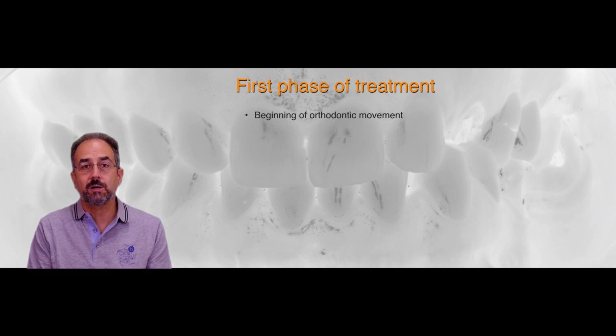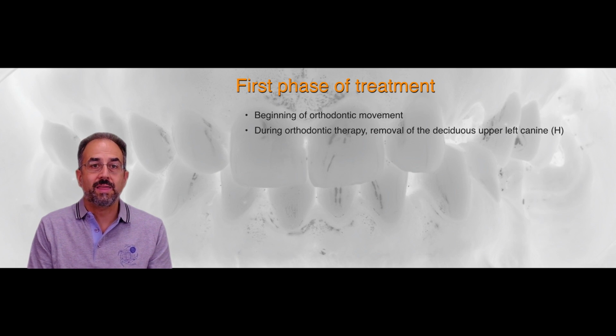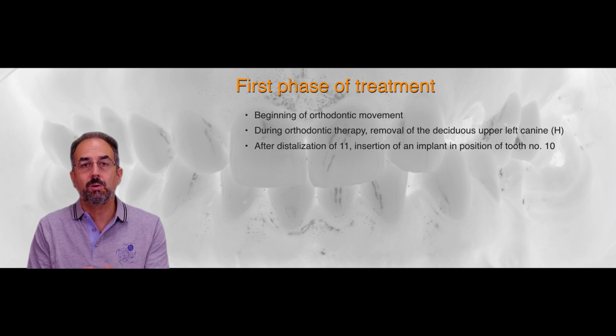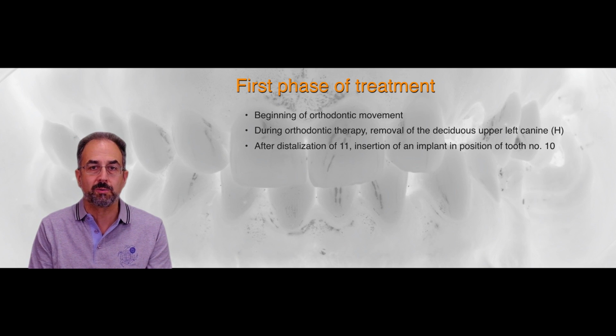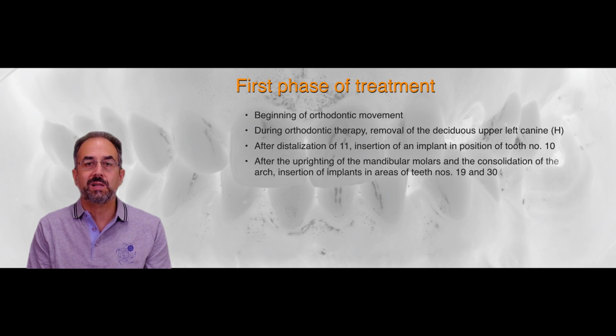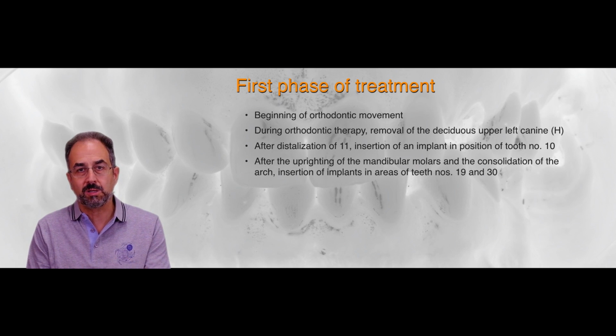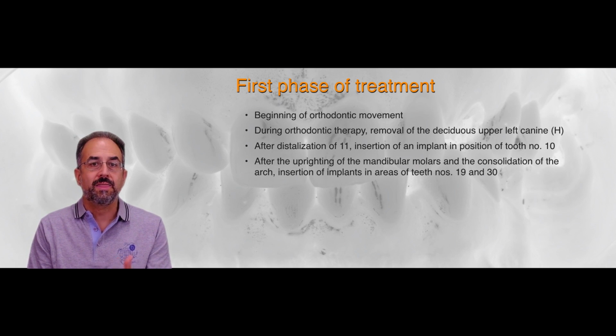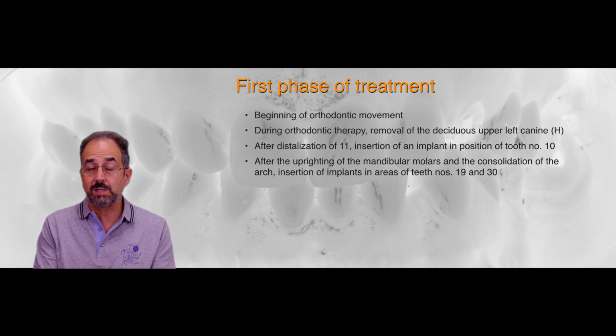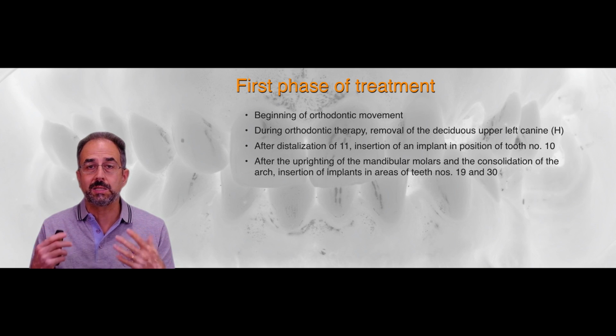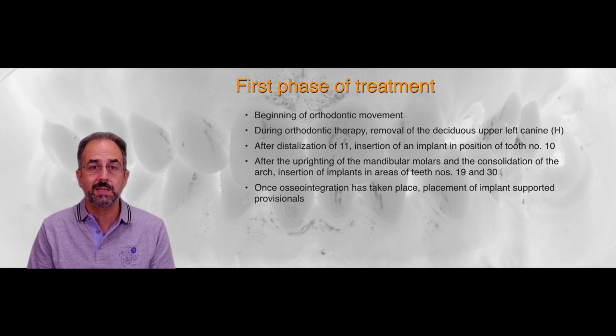So here we are starting orthodontic movement. Then during the therapy, the deciduous upper left canine was removed. And then slowly we moved back, we pushed back 11 into its proper position. Once we were satisfied with the mesiodistal position of the canine, then we also did the orthodontic uprighting of the lower molars to prepare the sites for the placement of implants.